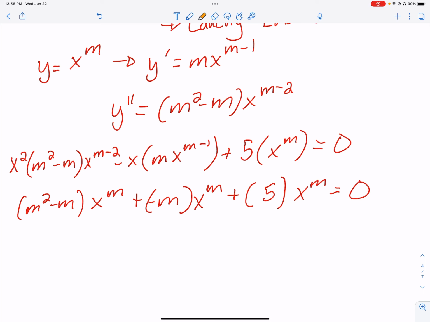These take a lot of writing. My hands cramp a lot doing DE and Calc 3, so if you had Calc 3 recently too, you understand. There's a lot of writing.